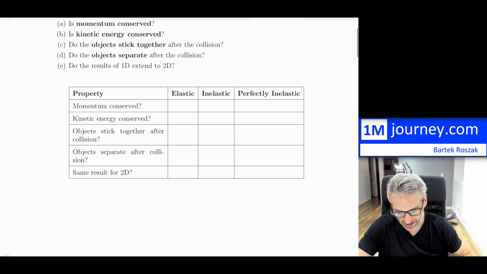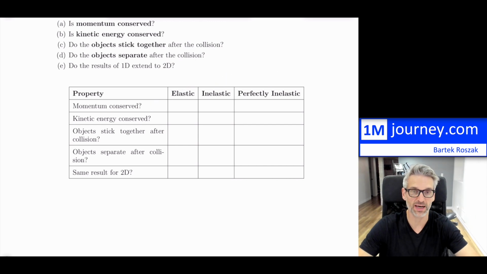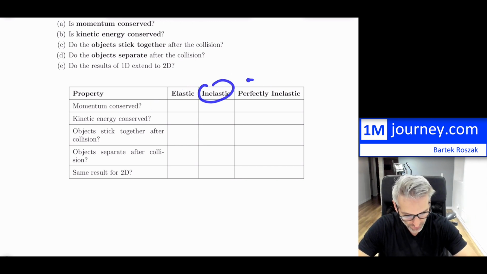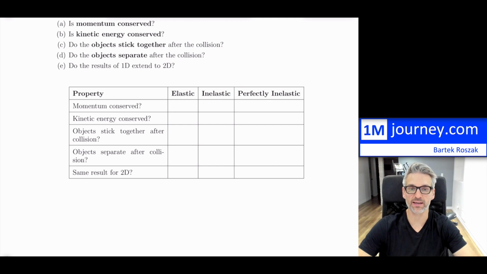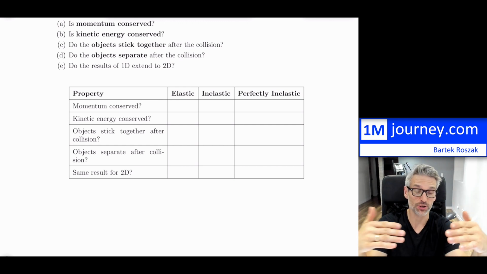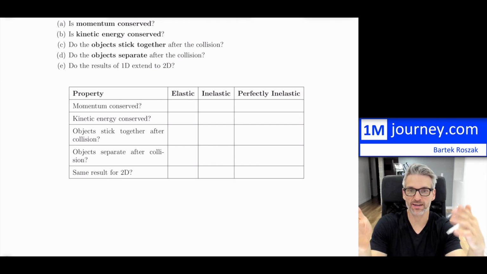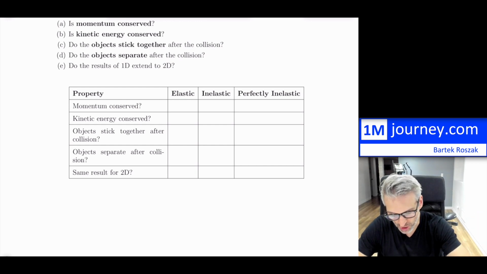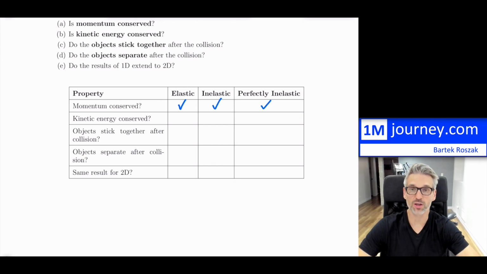First off, is momentum conserved in elastic, inelastic, or perfectly inelastic? And by the way, the difference between inelastic and perfectly inelastic is that perfectly inelastic means that in the collision, the 2 objects actually get stuck together. In an inelastic collision it could happen, but I'm going to assume here that inelastic means they're not stuck together. All right, so momentum is always conserved. So here, yes, yes, and yes to all of these. Momentum always holds, and that's one of the key items that you learn in this particular chapter.